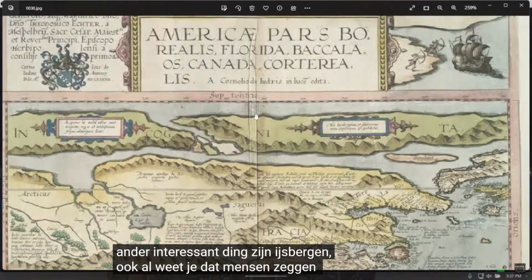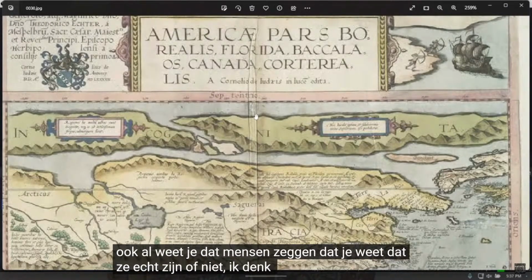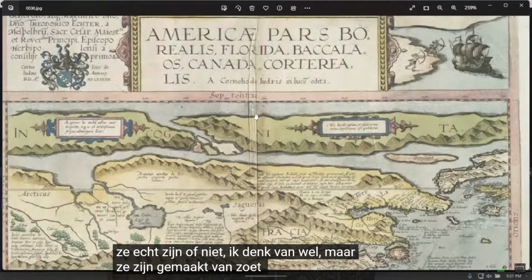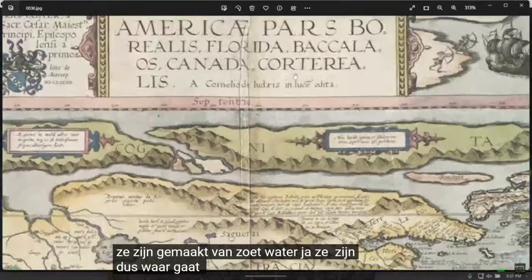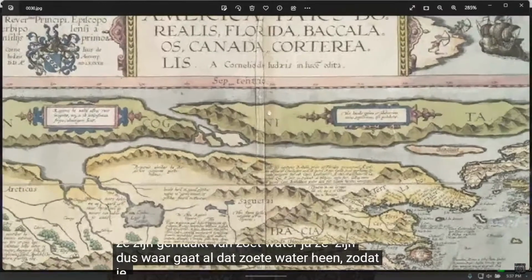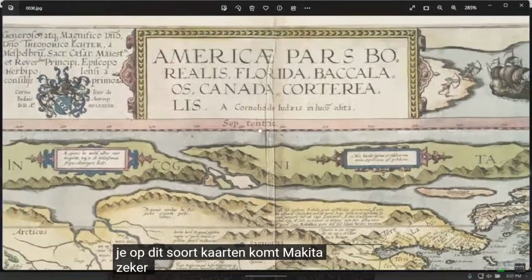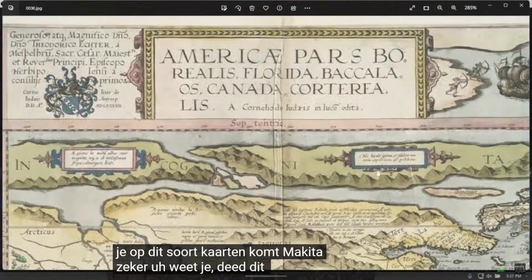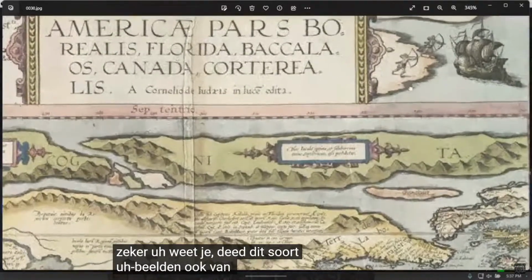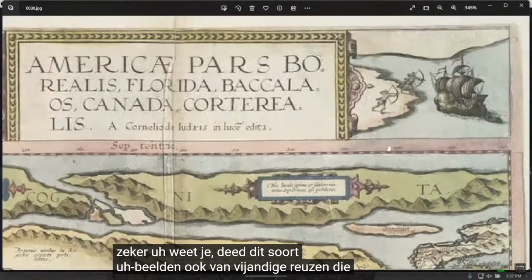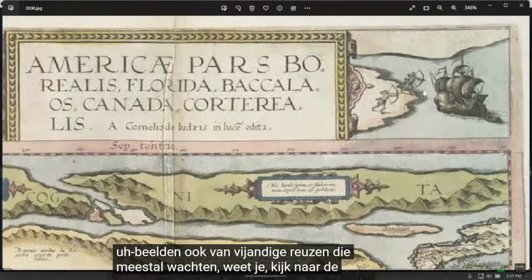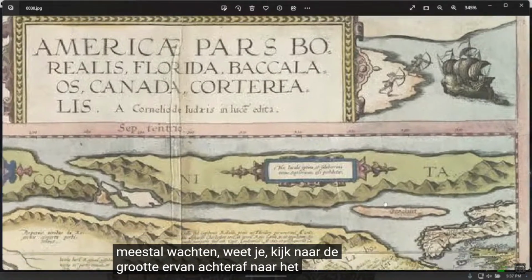Even though people say they're real or not, I think they have, but they're made of fresh water. Yes, they are. So where's all that fresh water going? So you get on these sort of maps. Mercator definitely did this sort of imagery as well, of hostile giants usually waiting. Look at the size of them in relation to the ship.